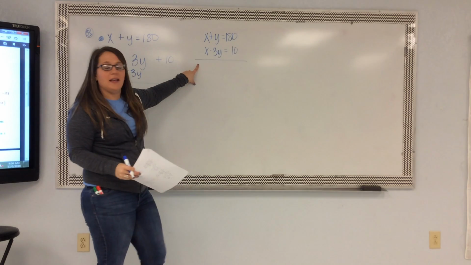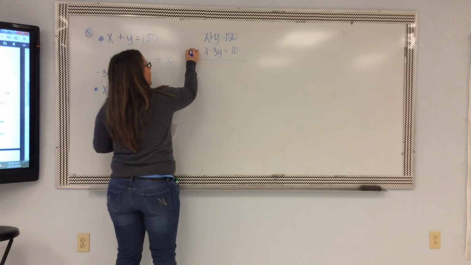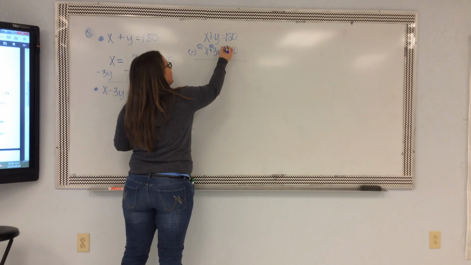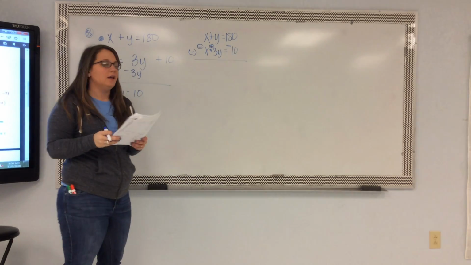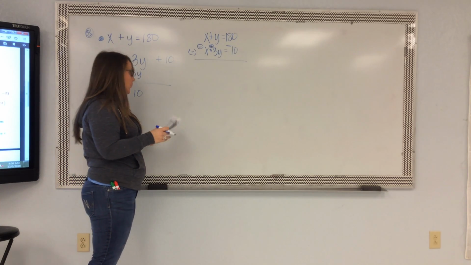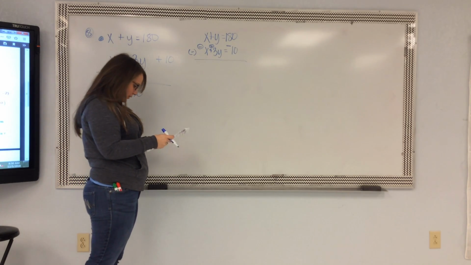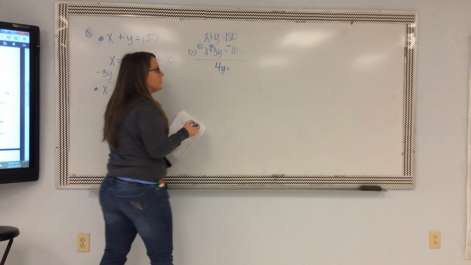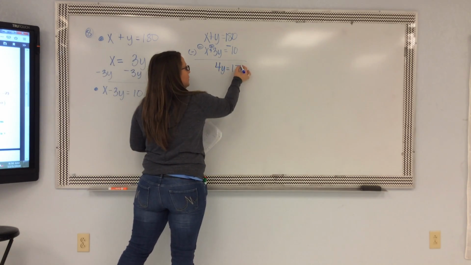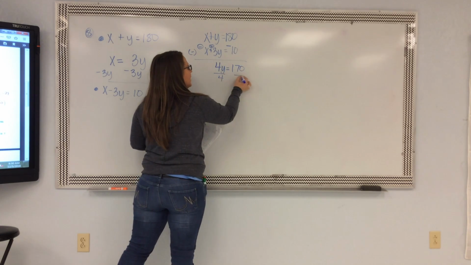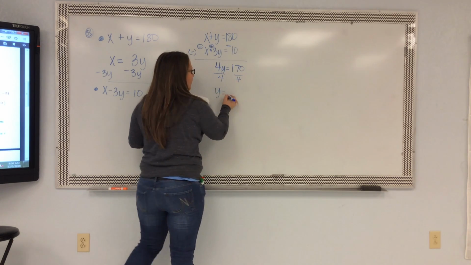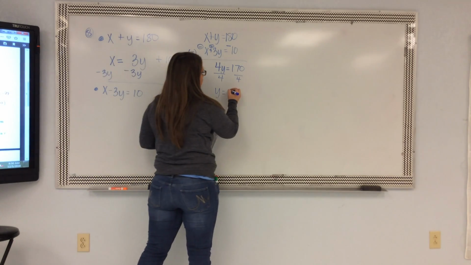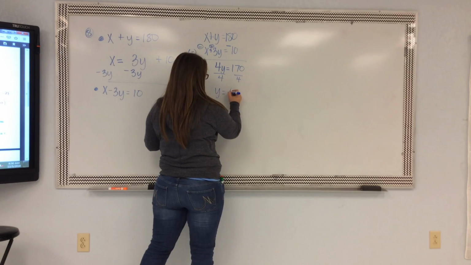I'm going to distribute a negative through here so my x's cancel out. So this becomes negative x, this becomes a positive 3y, and this becomes a negative 10. So x minus x goes away. y plus 3y becomes 4y. And 180 minus 10 becomes 170. When I divide both sides by 4, it doesn't work out evenly, but it gives me a decimal, and that's fine. So this is 42 and a half. y is equal to 42.5.